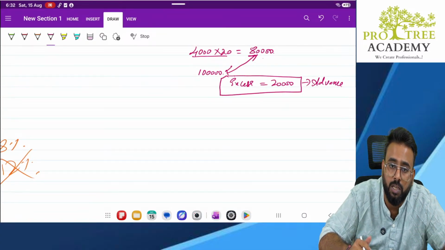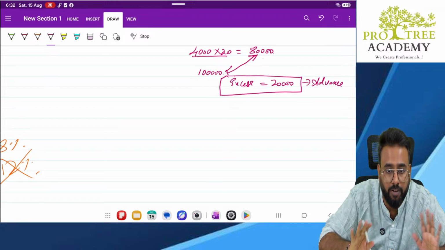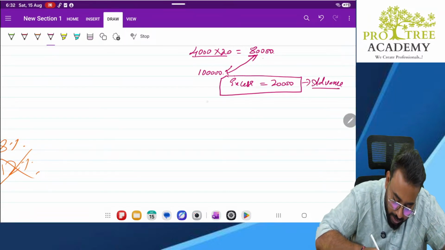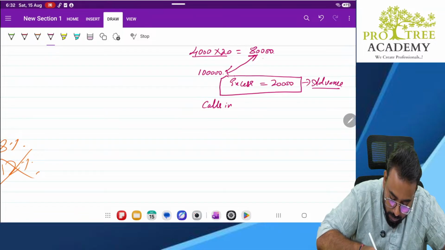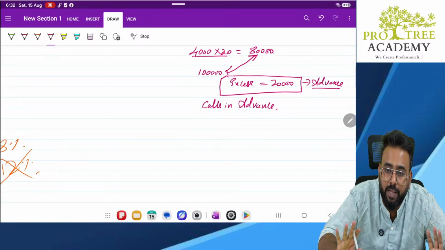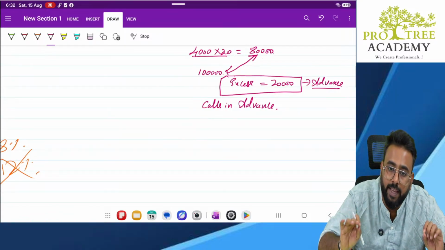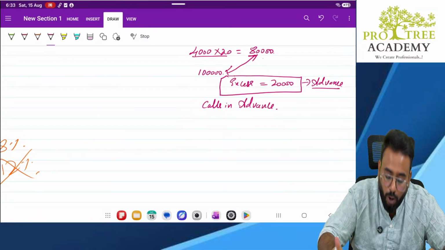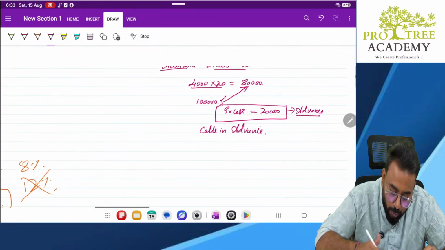Advance towards future calls. Correct? We have not made the call, but it is towards future calls. So this advance is called calls in advance. That means I have not made any call, but I have already received the money. So whatever future call you are going to make, this will get adjusted, just like how it got adjusted here.